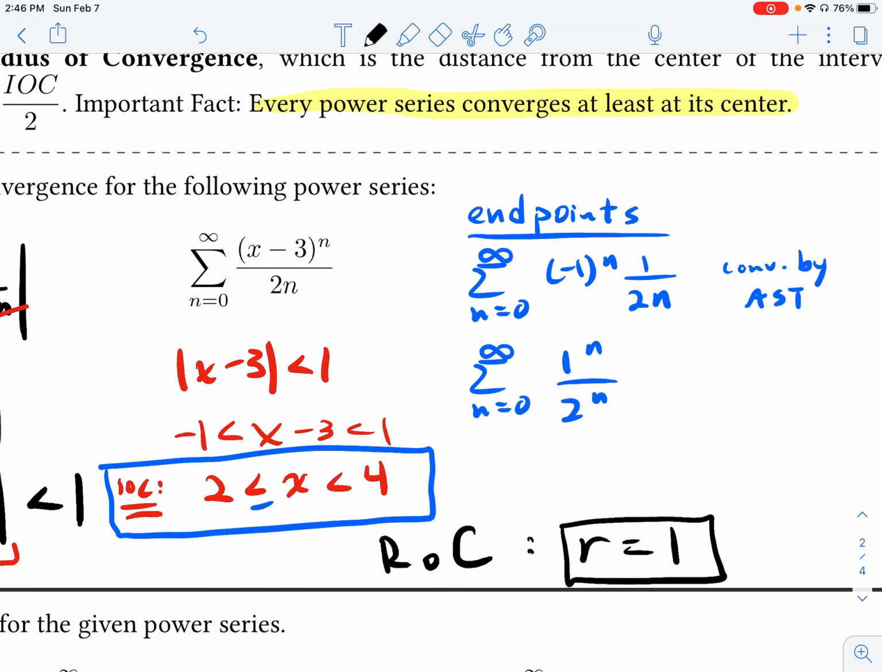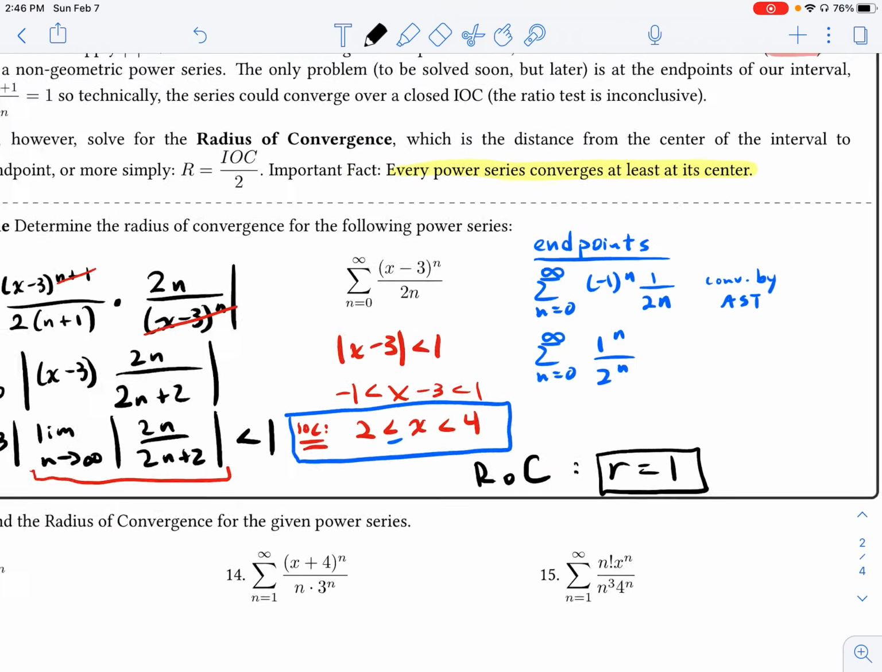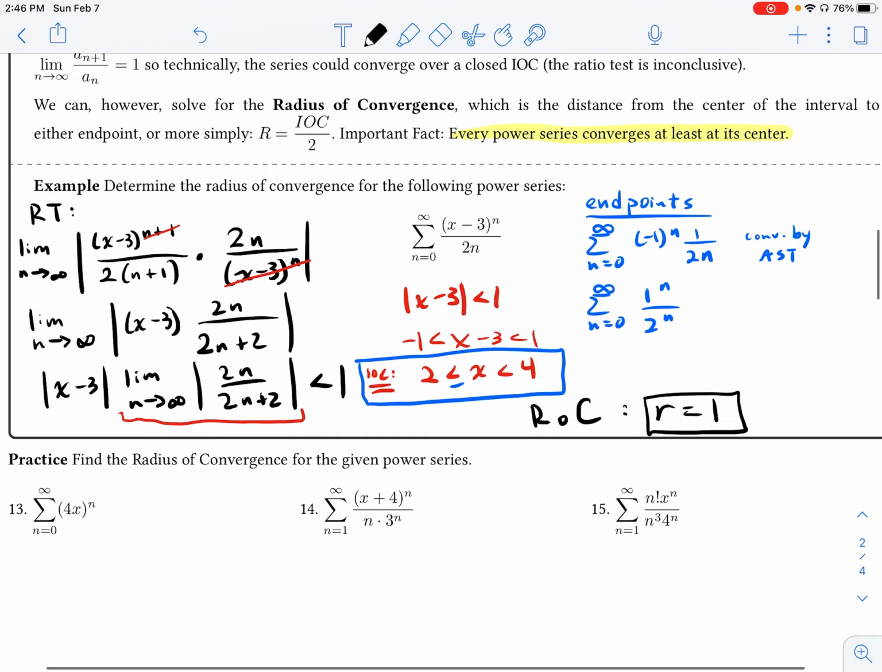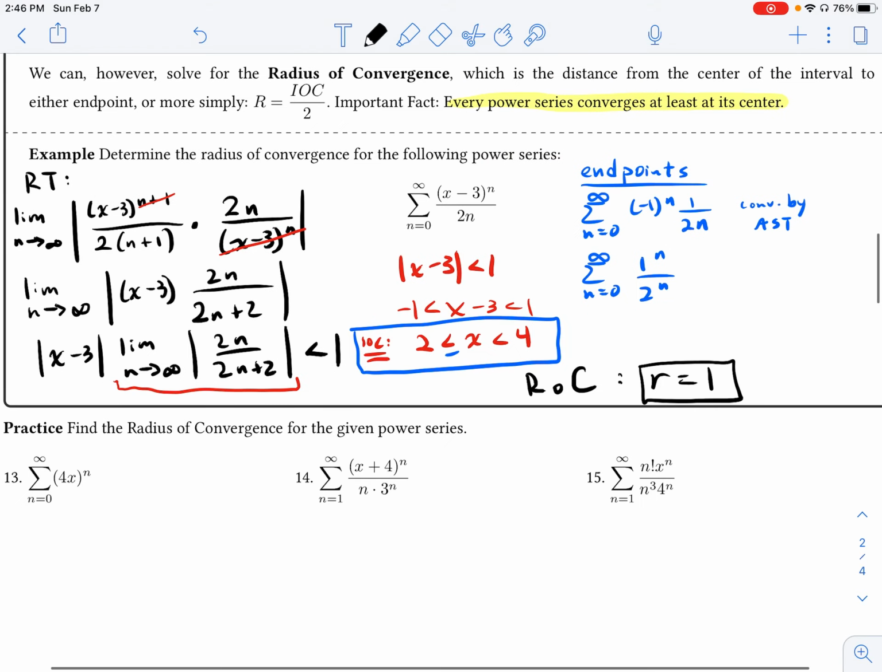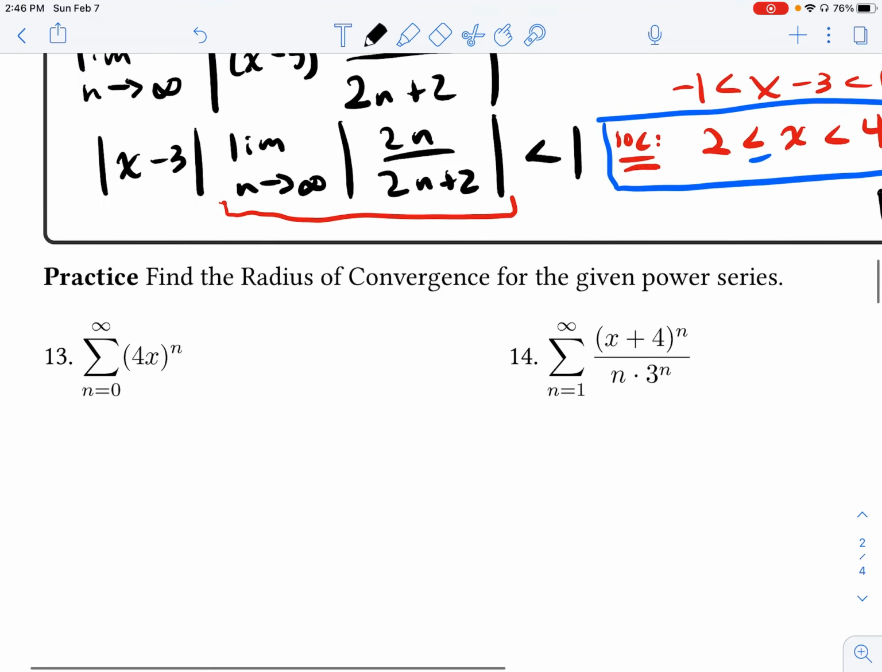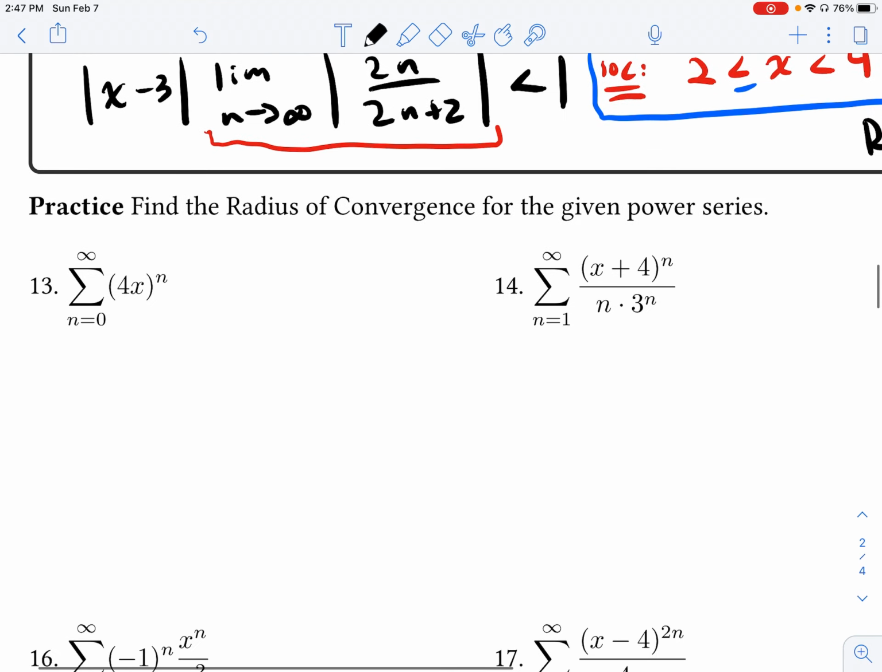Okay? So let me do a couple more examples with you just to make sure that we are able to find the radius of convergence with a couple of different power series. So number 13 is actually a really easy one. We already know, just by looking at it, this is a geometric power series. So we can find this even without discussing anything that we just did.